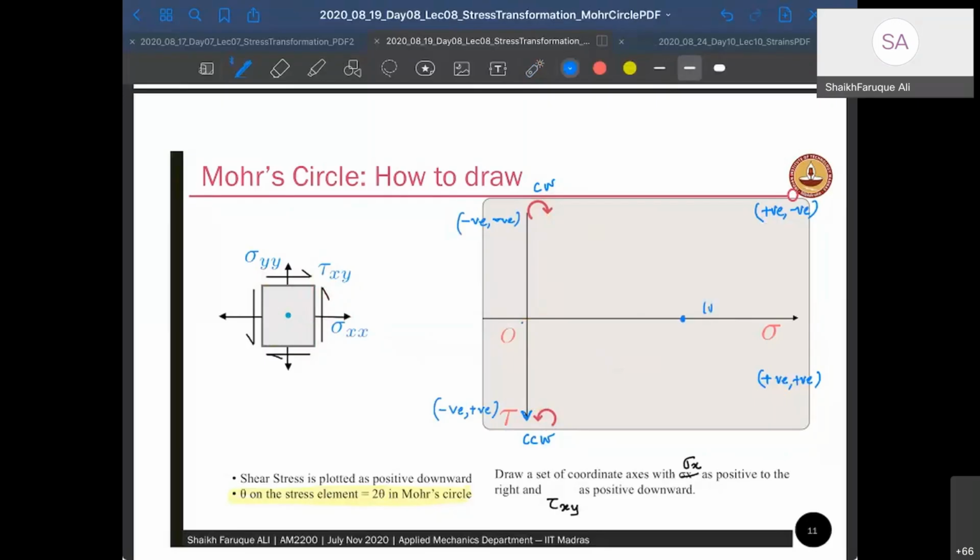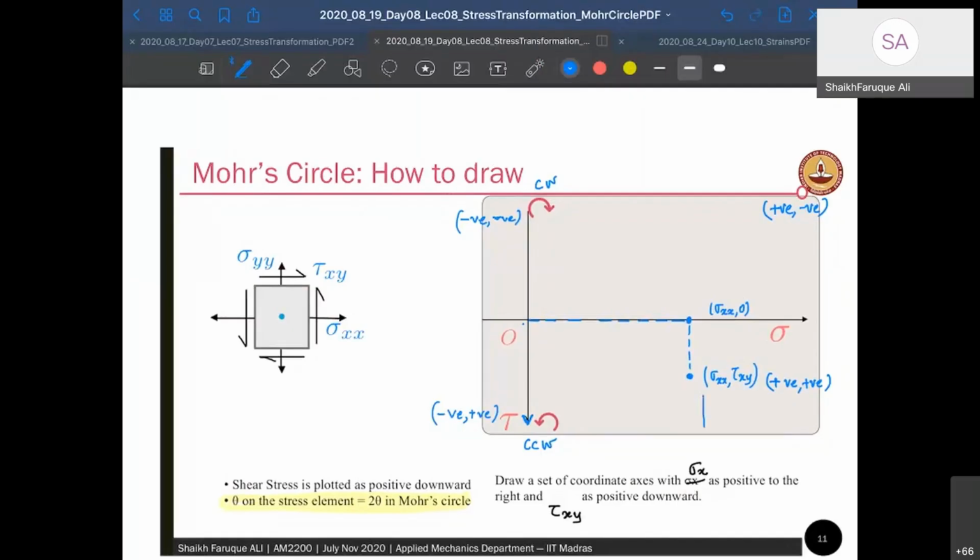This is sigma xx, comma 0, right? That point. Now I have tau xy, so I will go like this, sigma xx, and then tau xy, which is on the negative side. So let's say this one. This is my sigma xx, tau xy. So this is my point, this guy. So I can draw it like this. Okay, and I can shade this part. Oh, instead of shading, I have rubbed it. Happens.